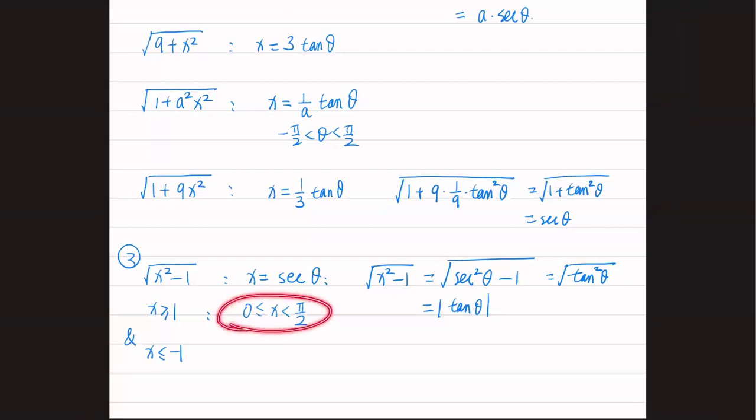On this domain, we have a one-to-one correspondence from x to theta. And still on this domain, tangent theta is positive, so the absolute value will be just tangent. This one, you can check after class.